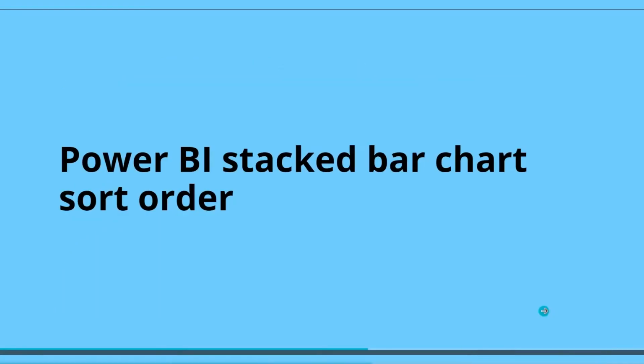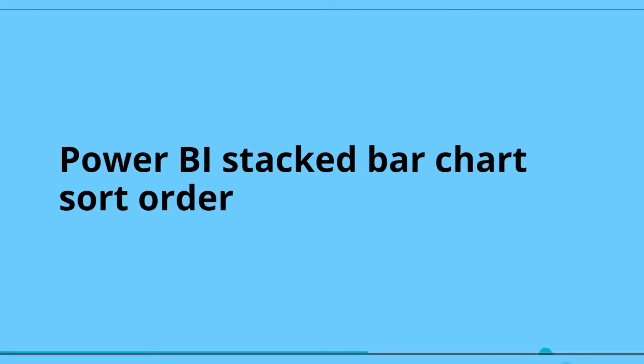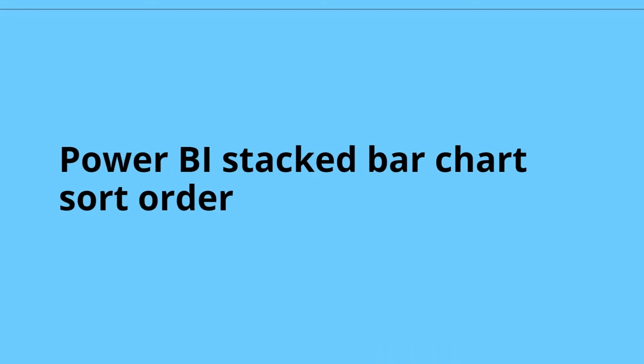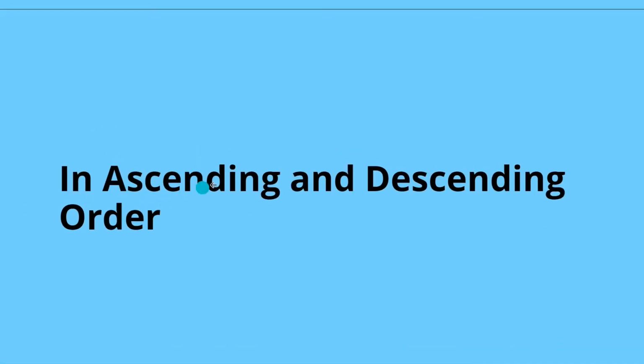Let's begin. So, what is Power BI stack bar chart sort order? There are two options that are available. One is ascending order, which is A to Z format, and the other sort order is the descending form, which is Z to A order. So based on the field, we can sort the stack bar chart visual in the Power BI report. So based on the requirement, we can sort it in the ascending order or else in the descending order.